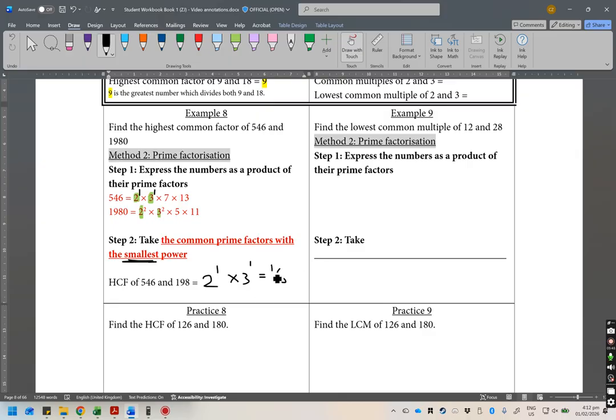Remember you need to evaluate and give the number 6, because they didn't ask for the highest common factor in index notation form.